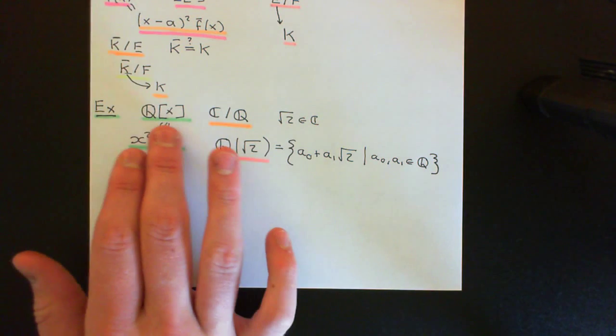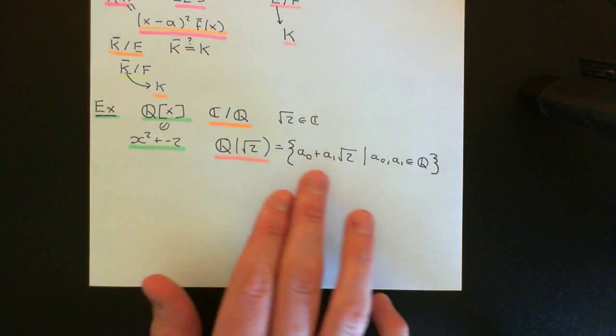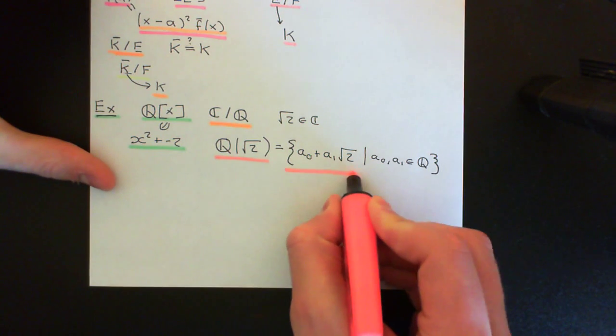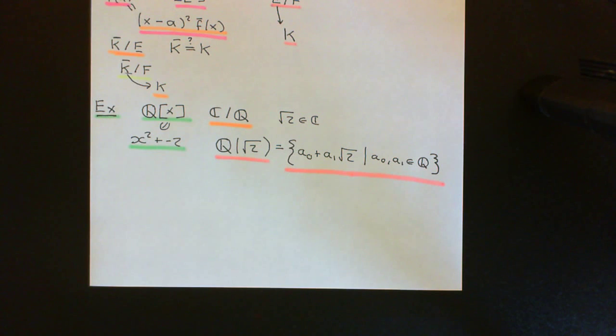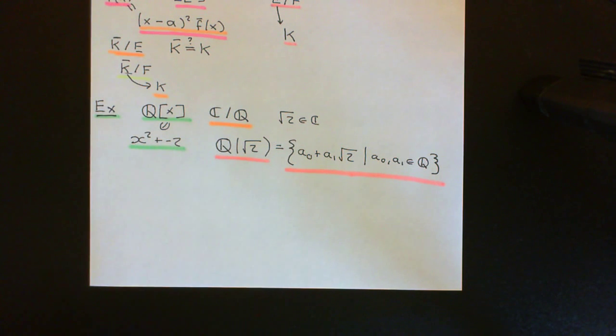So when you do indeed look at all polynomials over the rational numbers evaluated at the square root of 2, these are the only answers in the complex numbers that you can get, and we know from our study of field theory that this therefore is going to be the subfield of the complex numbers, that is the field extension of the rational numbers generated by the square root of 2.